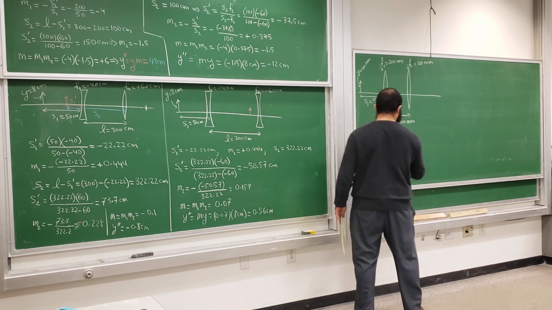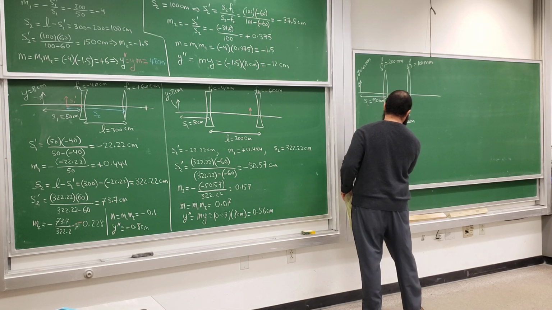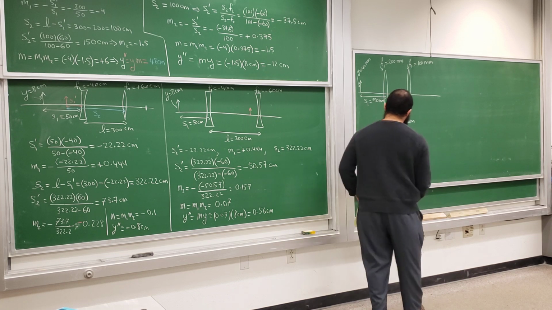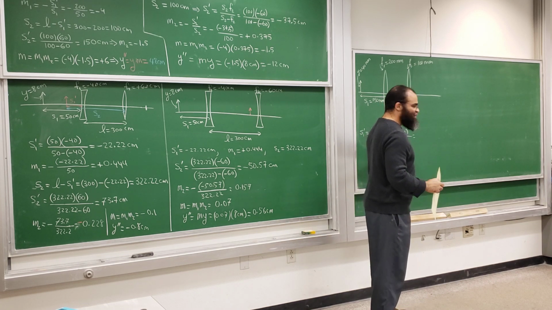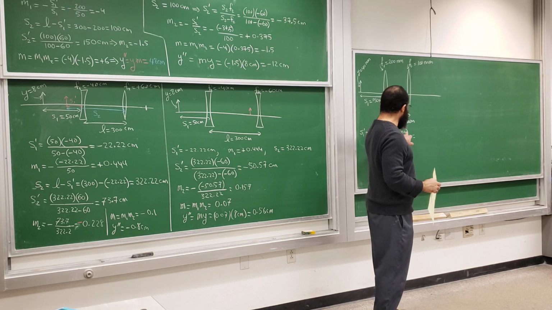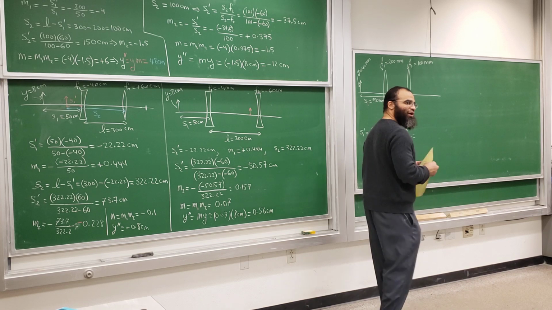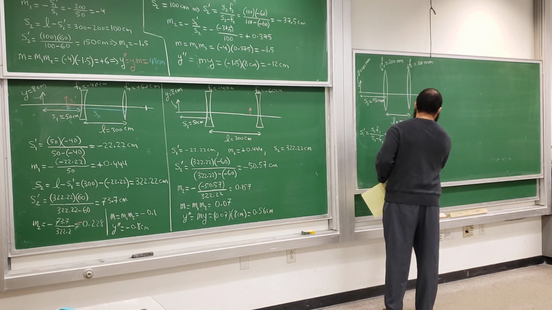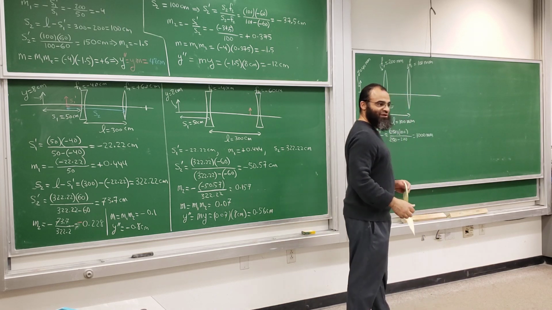Yeah, so 250, right? 250, and this is 250. Okay, so we're good, right? So 250 minus 200 is 50. 200 over 50 is 4. 4 times 250 is 1,000. So that's 1,000 millimeters. In other words, it's 1 meter.